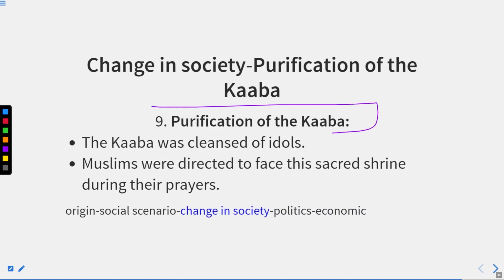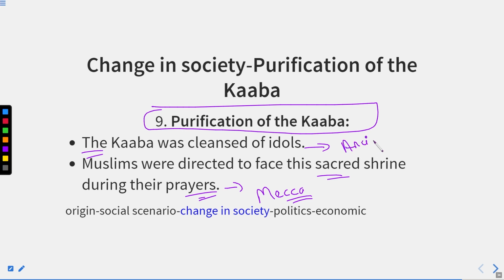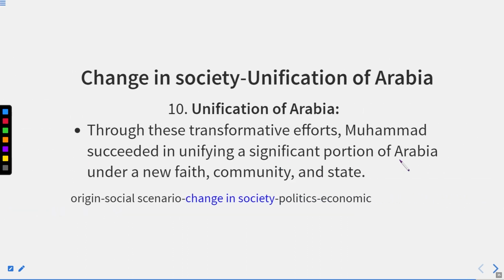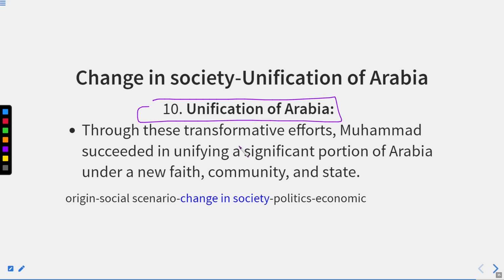Now, purification of the Kaaba. The Kaaba was cleansed of idols. Muslims were directed to face this sacred shrine during their prayers. Alright. It basically lies at Makkah. And the Kaaba was cleansed of the idols of the ancient Arabians. Alright. Thereafter, the unification of Arabia. Through these transformative efforts, Muhammad succeeded in unifying a significant portion of Arabia under a new faith, community and state, which was earlier divided into segmented groups of population called the Kabilas.